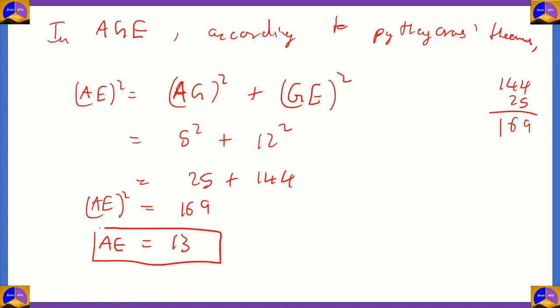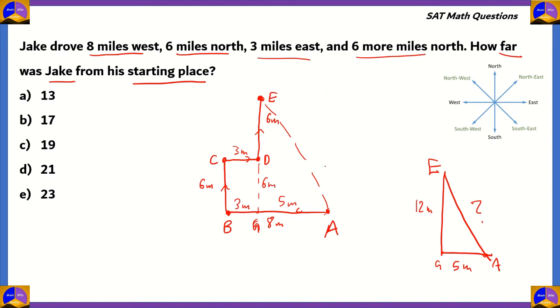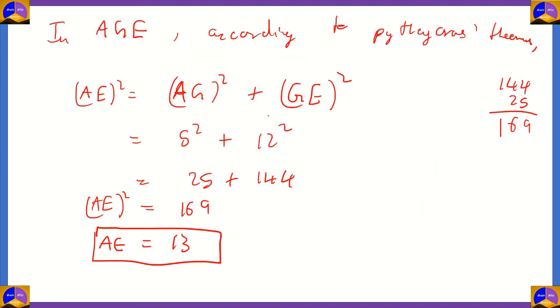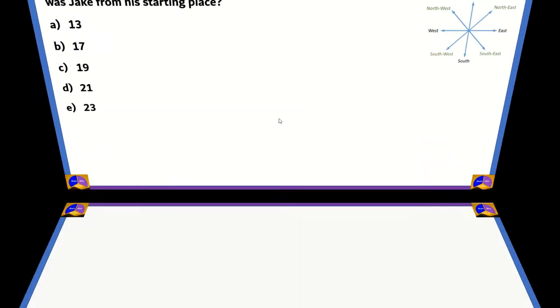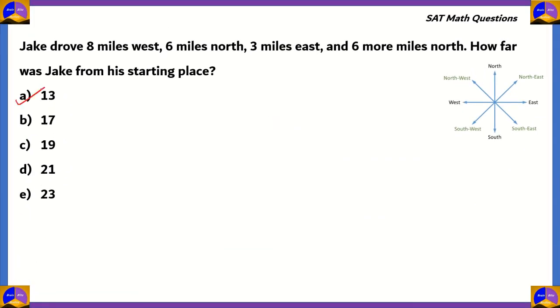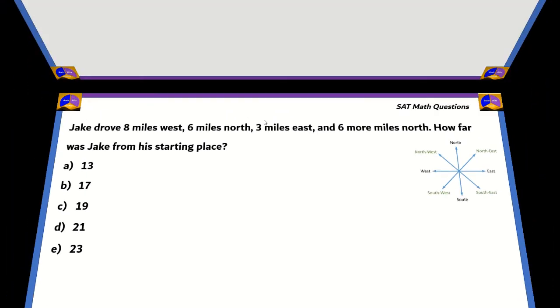So the distance traveled, the displacement traveled by Jake from A to E will be option A, 13. So he traveled 13 miles from A to E by using this circuitous route. So 13 is the correct answer, which is option A.